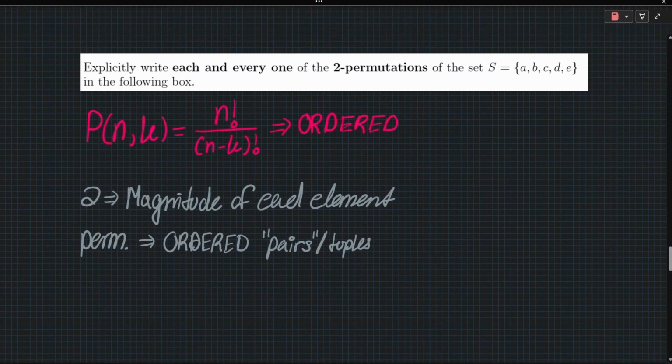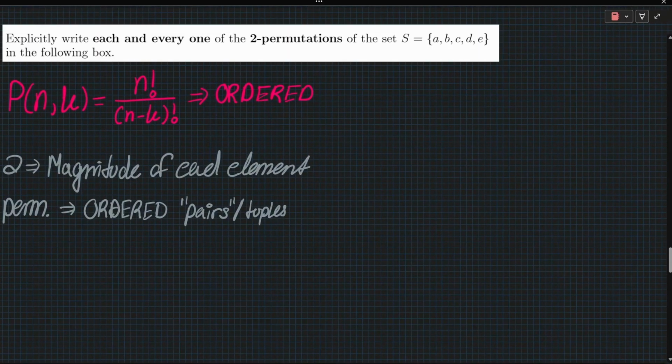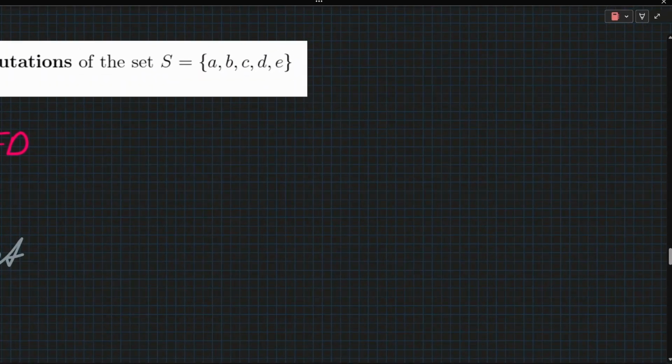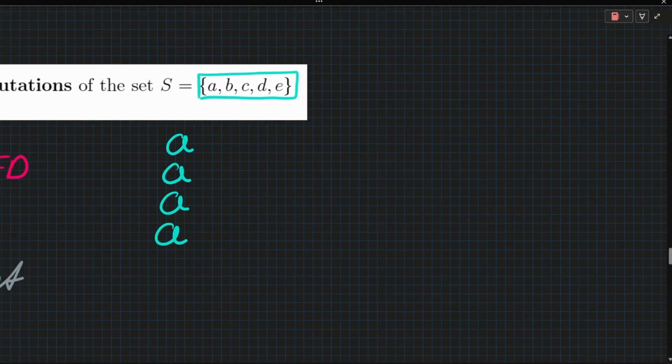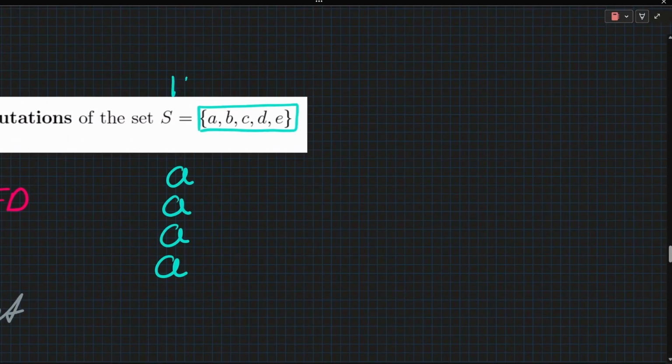So we want to create a pair of 2 unique elements from this set, and it wants us to show every single possible one. So how do we do that? Well, the best way is to list out every element individually in a row, and how many times do you list it out? It's the number of elements that you have here. So the magnitude of S, we know, is 5, which means there are 5 elements in the set S.